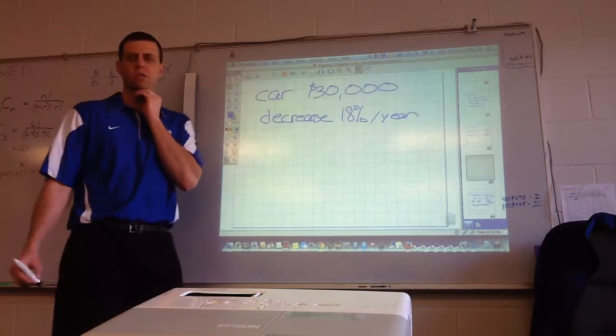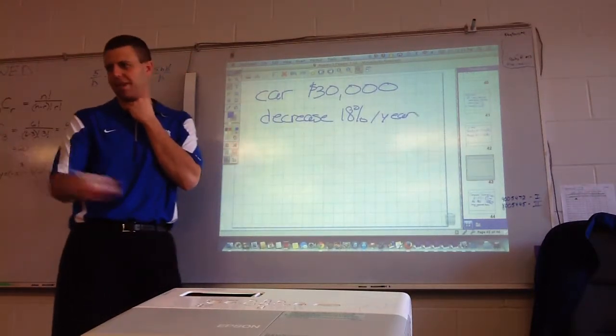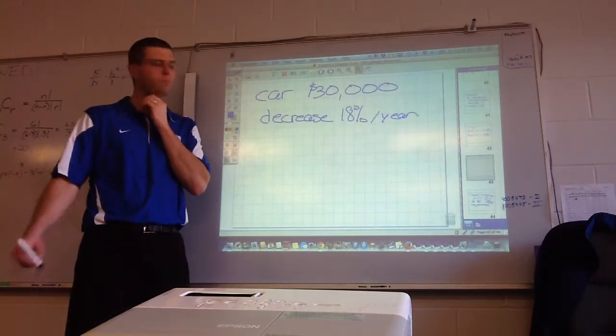So they lose a lot of their value when they drive off the lot. As soon as you drive off the lot, a lot of them just, yeah. I don't know the numbers on it as to how much, but yeah.